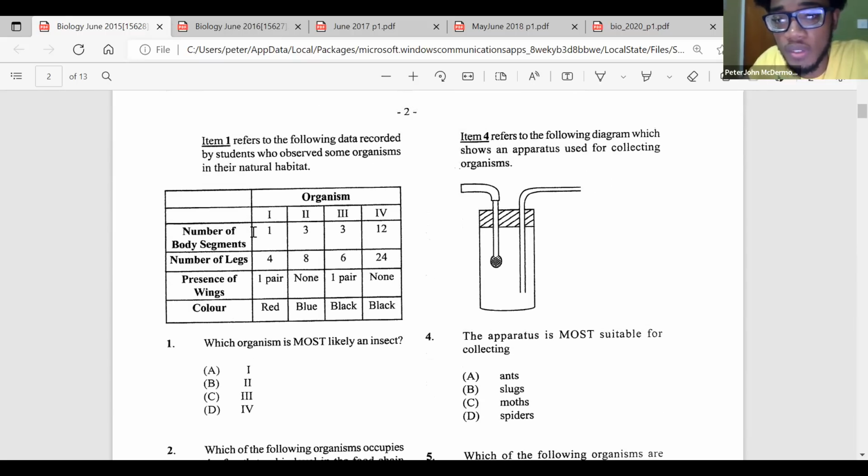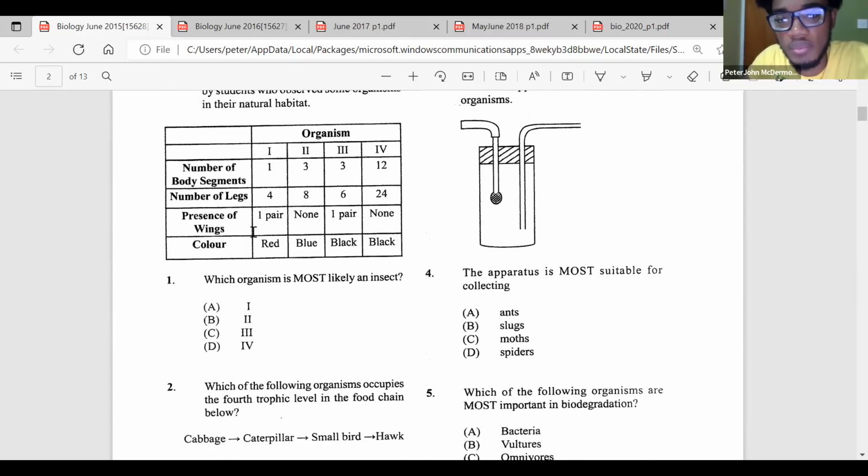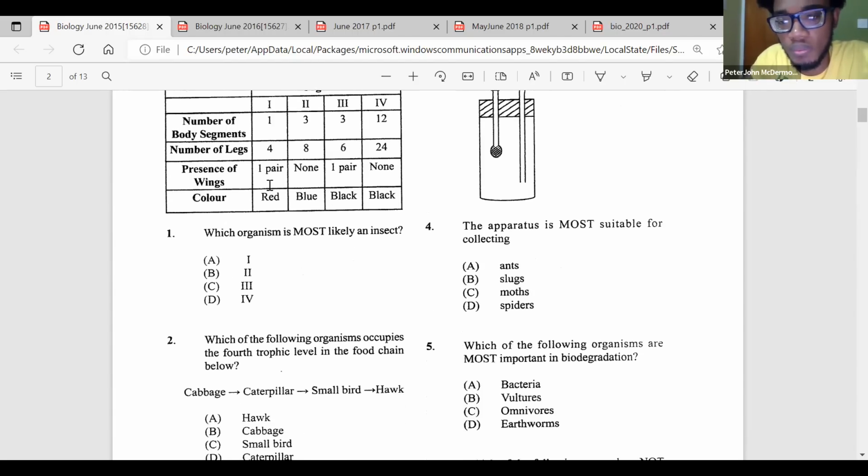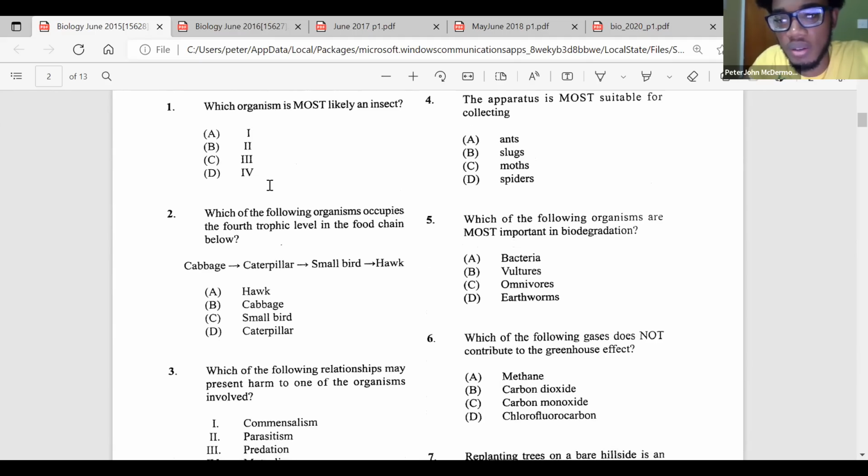item 4, which shows an apparatus used for collecting organisms, most suitable for collecting slugs. And that's just something that I guess you have to know. Which of the following organisms are most important in biodegradation? All right, let me give some time for that.